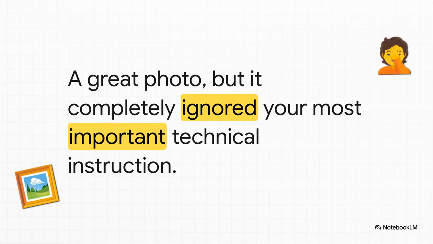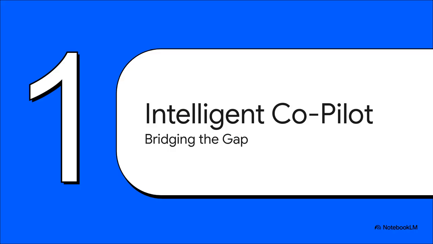And this is what you get. I mean, it's a nice photo, sure, but it's square. It completely ignored the most important technical command you gave it. That gap, right there, between what you meant and what you got, that's the exact problem we're here to solve. So how do we fix that? How do we bridge that gap?